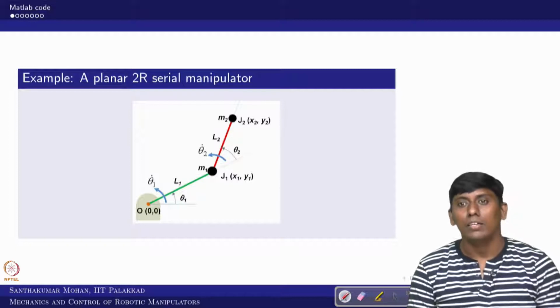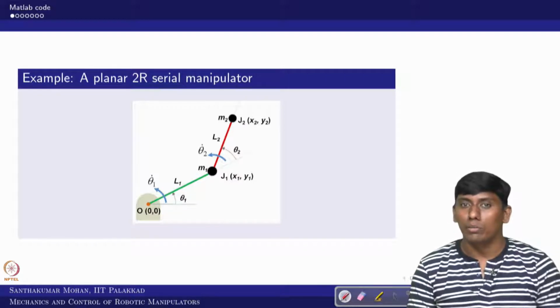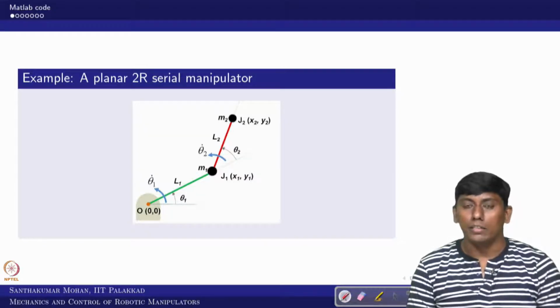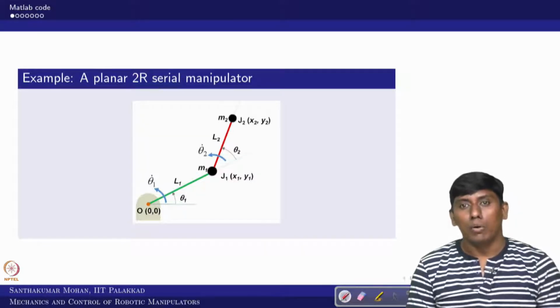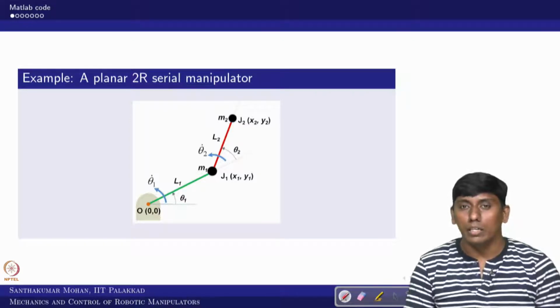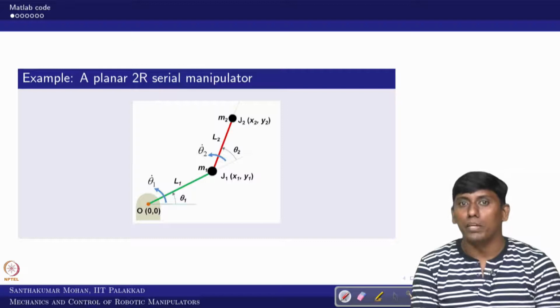The same example I am taking for simplicity, but it is not going to restrict you. You can use any serial manipulator in this particular case. The only thing you have to change is the DH parameter and the equation of motion. I will show you that in the MATLAB session, but right now you can take it that a planar serial manipulator we have taken.